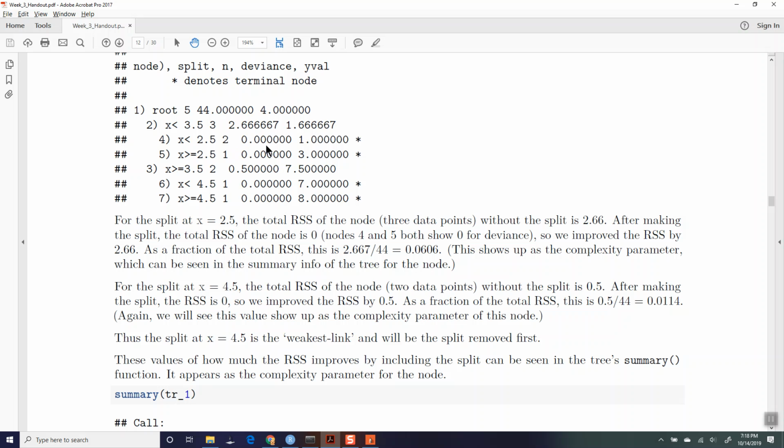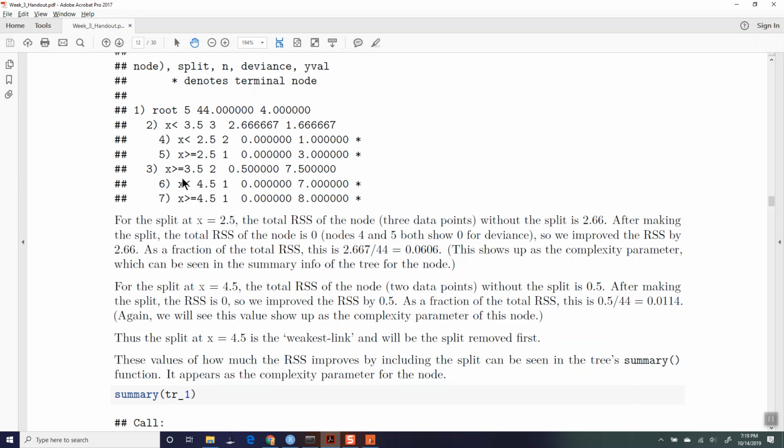So how much improvement is that? That's a reduction of 2.66, or 2.667. And as a fraction of the total RSS, if I do 2.667 divided by 44, that's a reduction of around 6%. So by including this additional split at 2.5, I went from a total RSS, residual sum of squares, of 2.66 down to, I add these 2 together, 0.